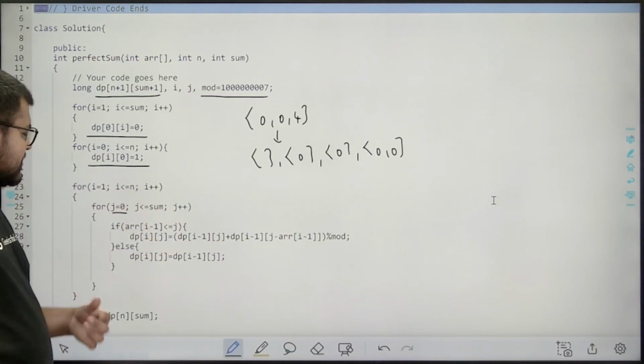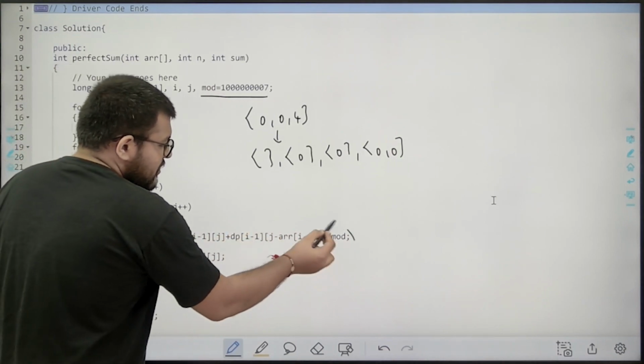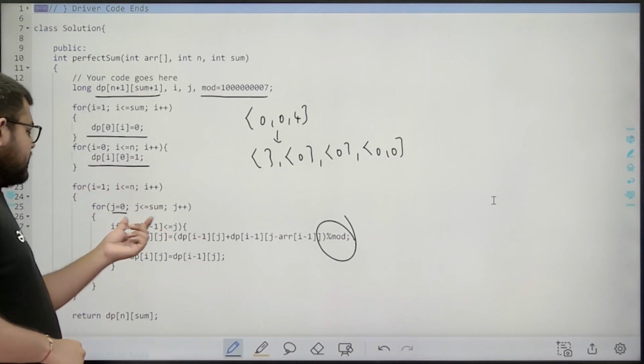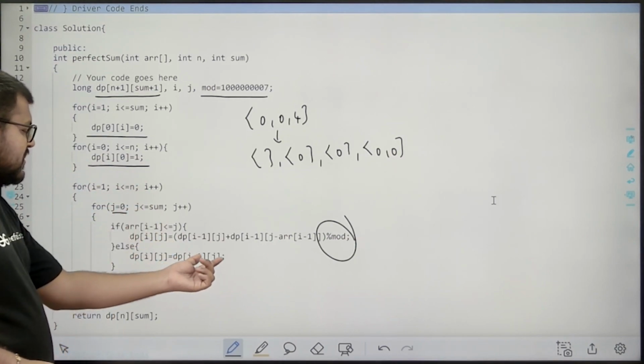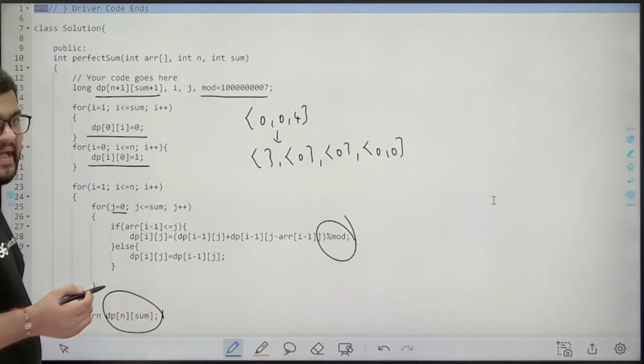If this element is less than or equal to j, then as I explained, this would be this equation, but I have taken modulo mod at the end, so the value does not overflow. And if that element's value is greater than j, then dp of i, j equals dp of i minus 1, j, and finally we will return dp of n, sum.